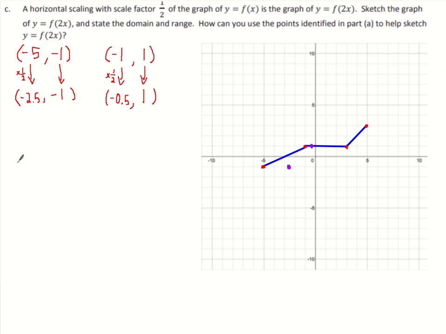Up next, we have the point positive 3, positive 1. Again, our y coordinate stays the same because of horizontal scaling. Our x coordinate, I'm going to multiply by 1/2. So I'm going to get 1.5. Plot that point: 1.5, 1.